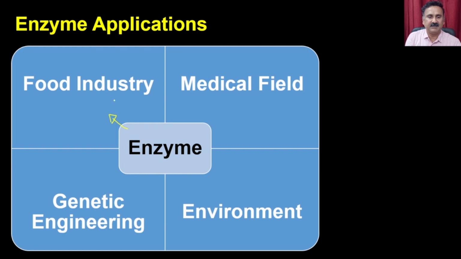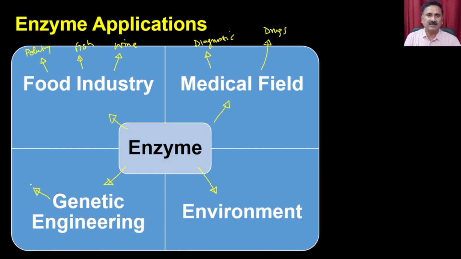We are going to discuss the application of enzyme in the food industry. The food industry is also very big. For example, within the food industry you can have poultry, fish, wine, and other kinds of products, right? Then within the medical field, you can have the utilization of enzyme for diagnostics, and also the application of enzyme in the development of drugs. Similarly, we are going to discuss the application of enzyme in the environment. And lastly, the application of enzyme in the field of genetic engineering. We have already discussed in detail how you can perform genetic engineering and utilize different types of enzymes, but even then, we are going to summarize what we have discussed so far.